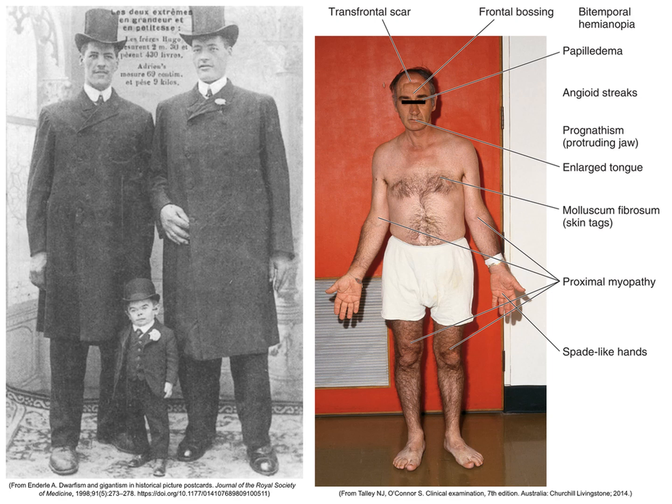Key physical signs include frontal bossing, prognathism or jaw protrusion, enlarged hands and feet, skin tags, and thickened facial features. Other features such as spade-like hands, papilledema, and bitemporal hemianopia indicate systemic effects and possible pituitary tumor compression. Both conditions require early diagnosis and treatment to prevent complications like diabetes, hypertension, and joint degeneration.